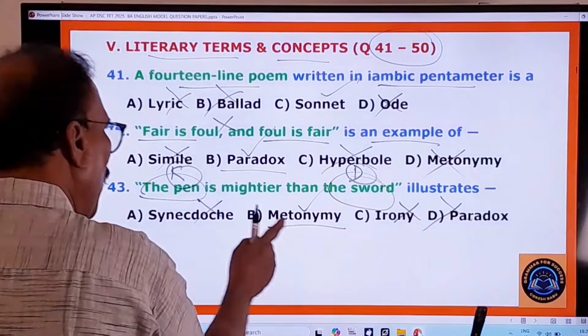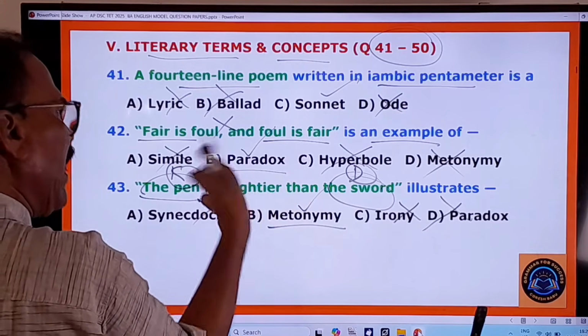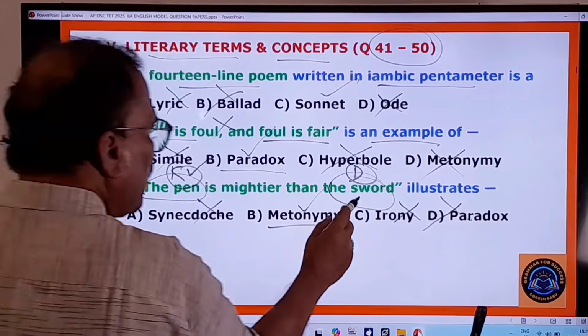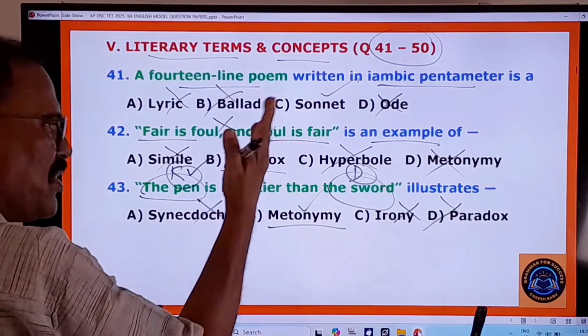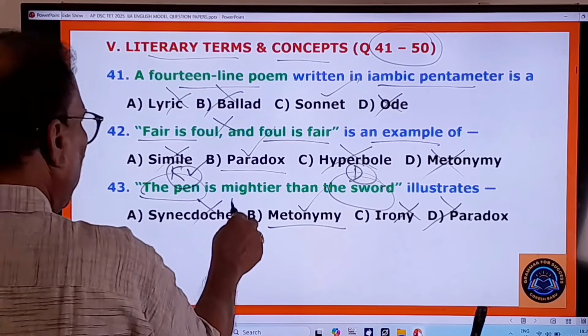In this metonymy, one idea is expressed through the relevant thing. Okay, for example, pen is there. It stands as a symbol for knowledge. It stands as a symbol for death. Sword means destruction. So that's why this is therefore called metonymy. And B is your answer.